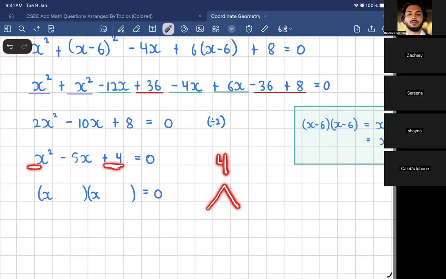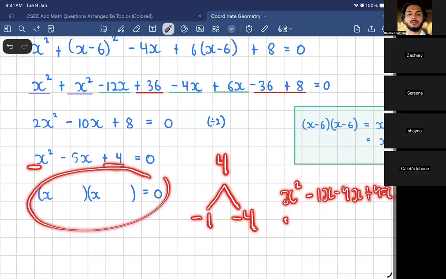It will be minus 1 and minus 4? Yes, because negative 1 by negative 4 is 4, and if you multiply them, you get back 4. And the next thing you would do in the AC method, you would say minus 1x minus 4x plus 4 is equal to 0. And then, what we're doing is a long version of this.